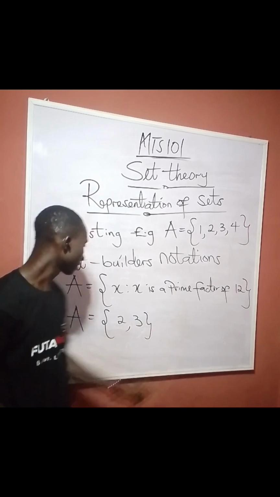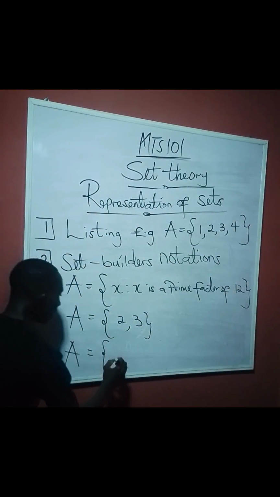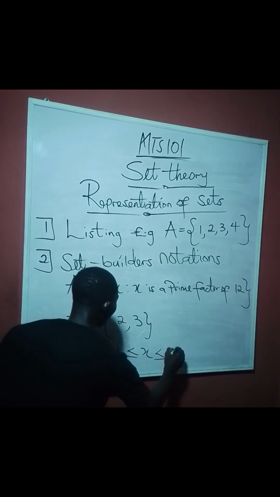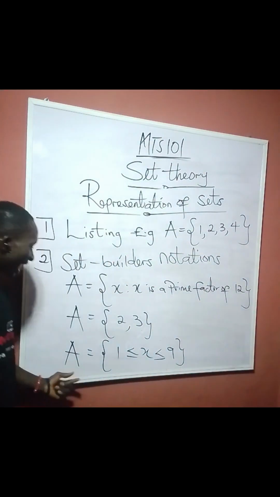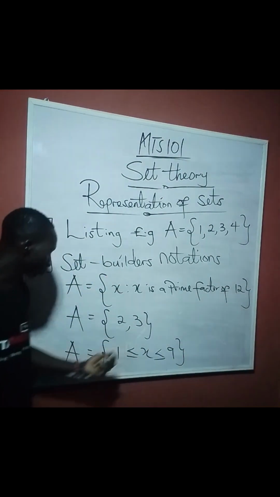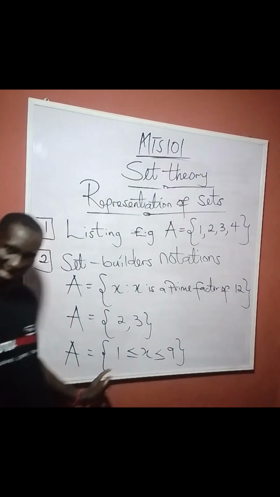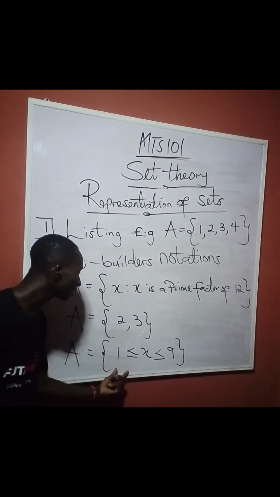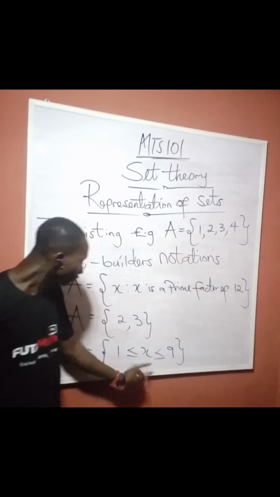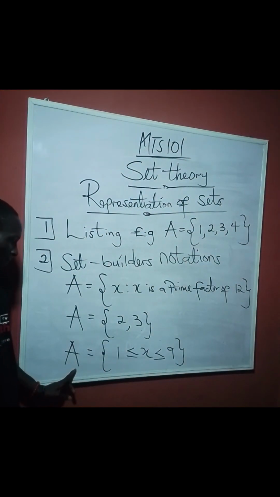Another way can be given using inequality signs, that 1 is less than or equal to x and x is less than or equal to 9. Now this is another set builder notation. You can see that for A, you are not given the actual elements in set A. You are given a mathematical statement. So I have to read this before I can interpret the elements of set A.